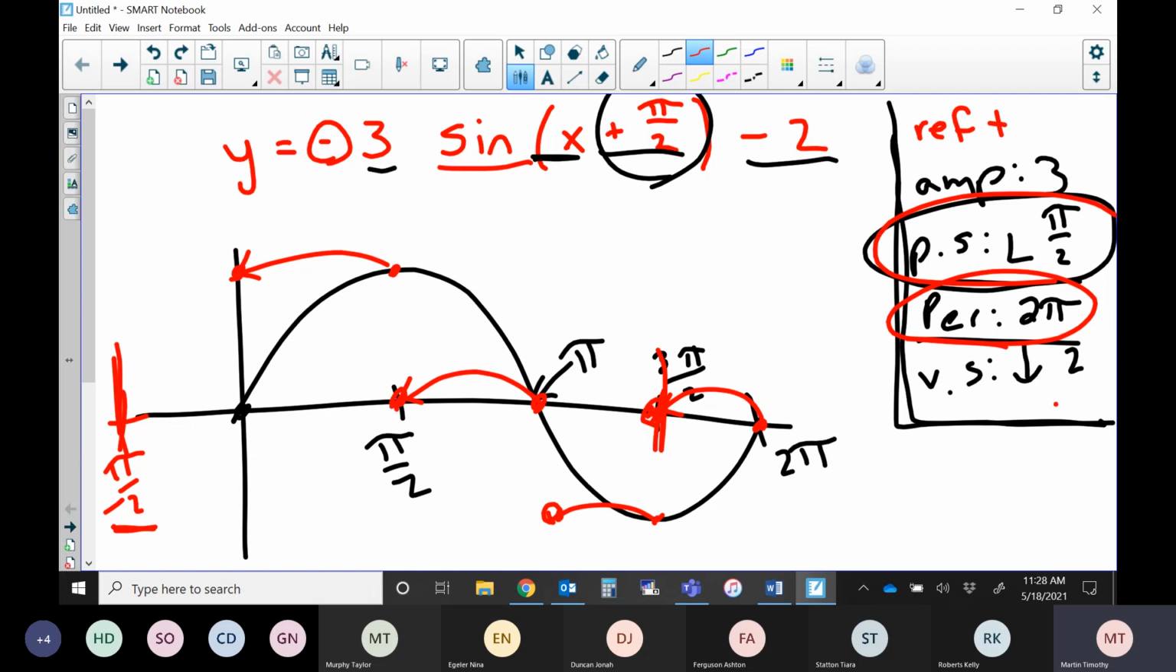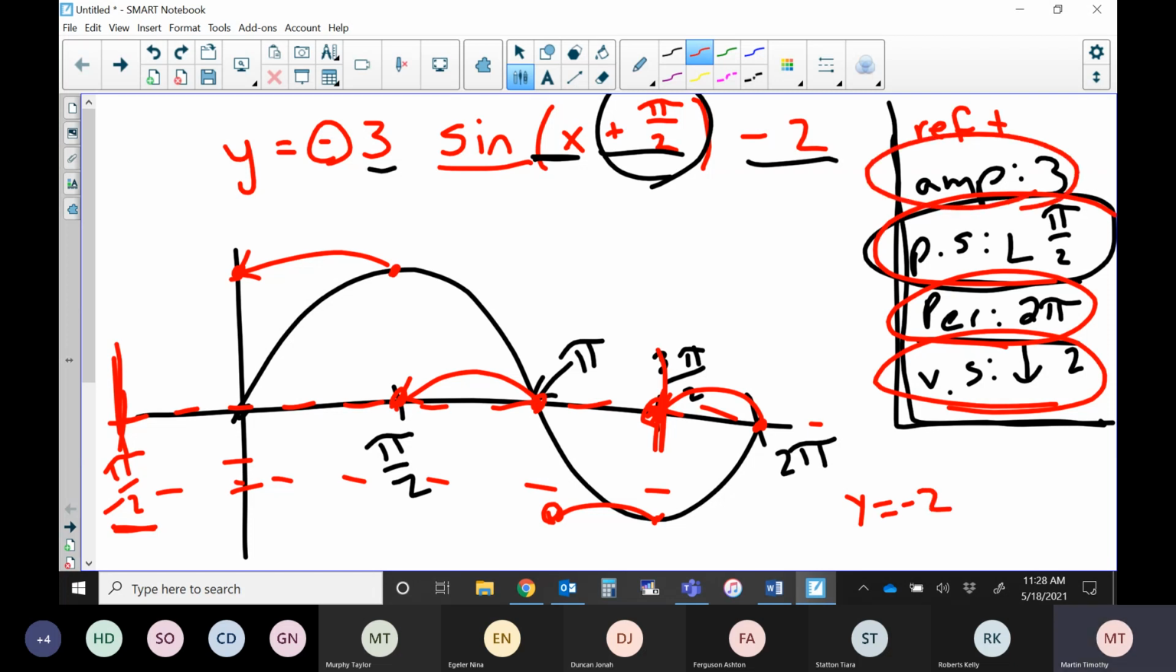Now I need to think about my vertical shift. So everything, instead of being at y equals 0, is going to have its midline at y equals negative 2. My amplitude is going to pump it up. So normally this would be at 1, and that is going to shoot all the way up to 3. And finally, I need to reflect it. That means instead of going up first, it's going to go down first. So having all that in mind, here we go.